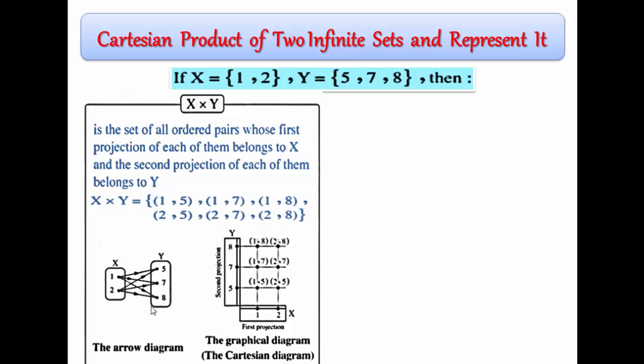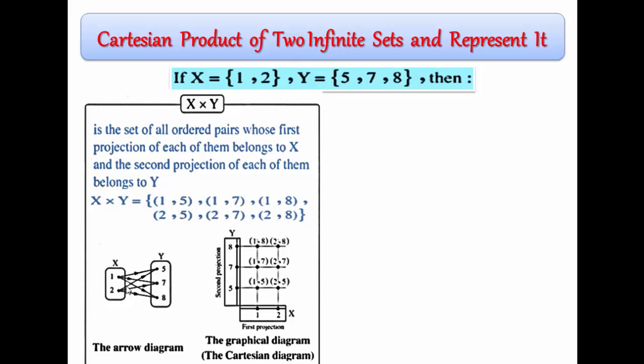To represent it by using an arrow diagram, look here: column x and here column y. Set of x: 1 and 2, and set of y: 5, 7, 8. To represent it graphically, by using a graphical diagram or Cartesian diagram, we draw the x-axis and y-axis, also the elements of set x: 1 and 2, and y: 5, 7, 8.